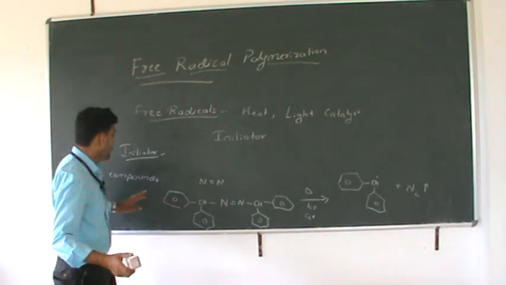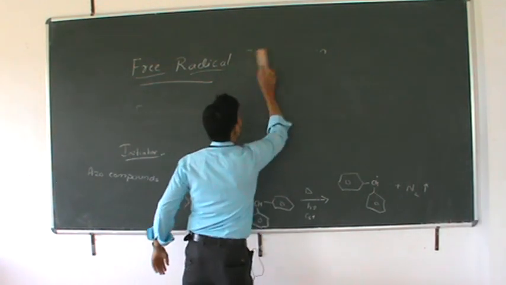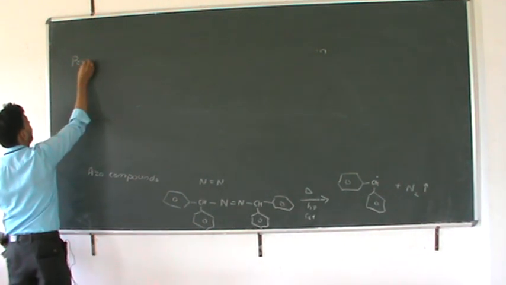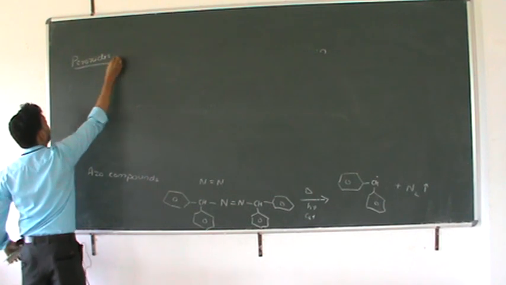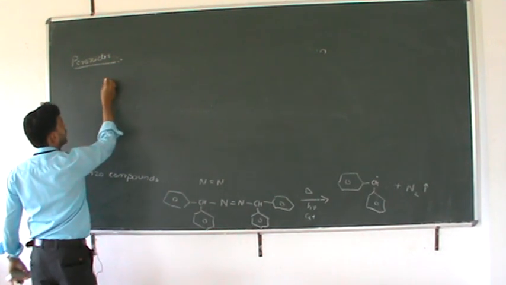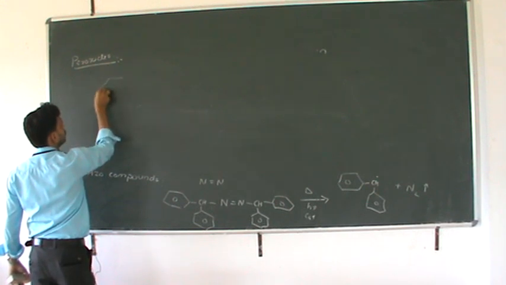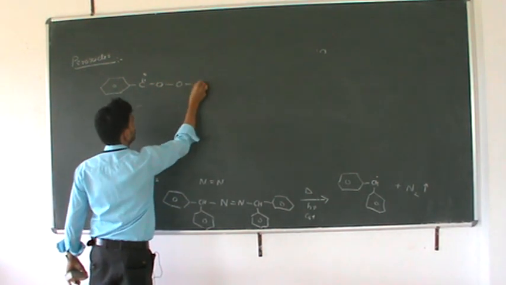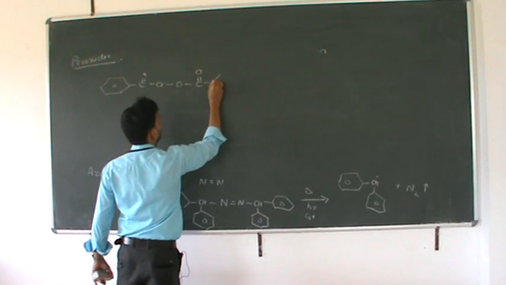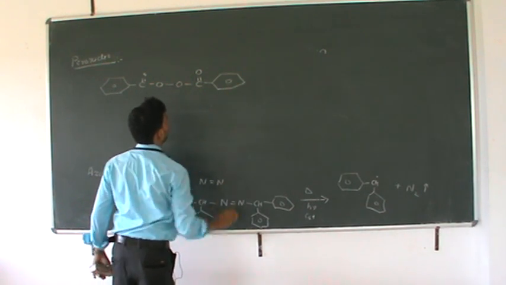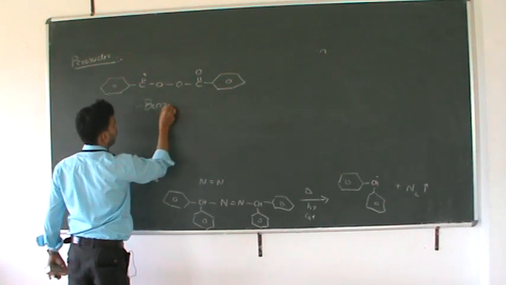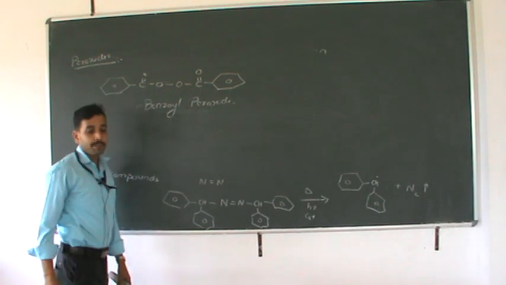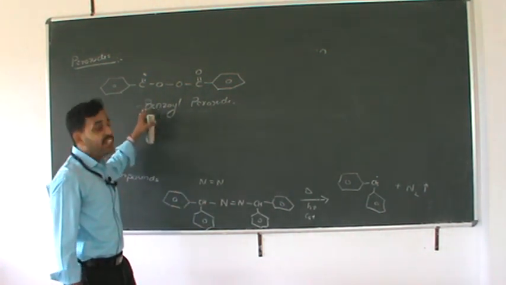Next, not only azo compounds but also peroxides and peracids. An example of a peroxide is benzoyl peroxide, C double bond O, C double bond O, C6H5. This is benzoyl peroxide, one example of an initiator.